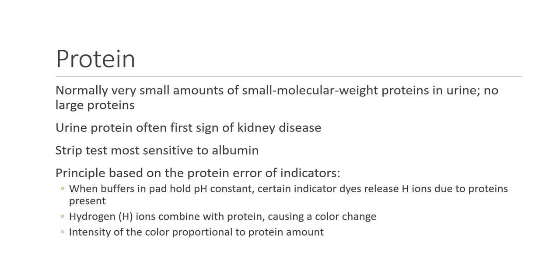The strip is most sensitive to albumin, and the principle of the reaction on the pad is based on the protein error of indicators. When buffers in the pad hold the pH constant, certain indicator dyes release hydrogen ions due to the proteins present. The hydrogen ions then combine with the protein and cause a color change, and the intensity of the color is proportional to the amount of protein present.